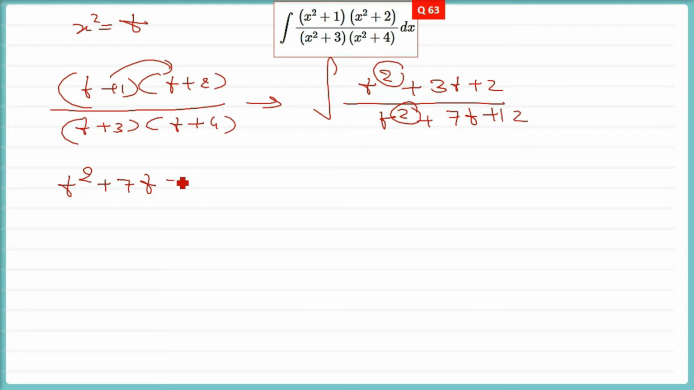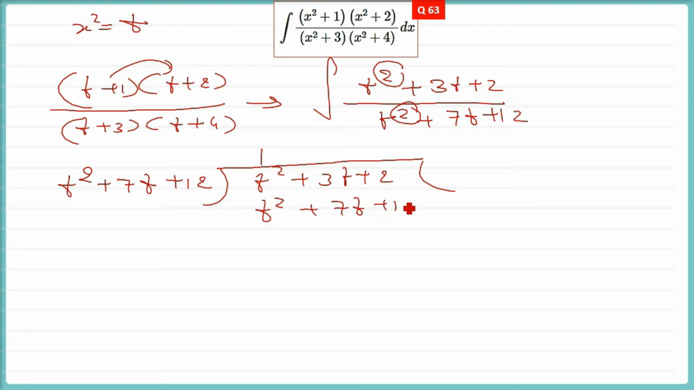So t square plus 7t plus 12 here. This is t square plus 3t plus 2. Now you need a t square, and t square is already there, so you have to multiply it by 1 only. And this whole expression will come below this, and now subtract these two equations. T square gets cancelled. 3t minus 7t is negative 4t. 2 minus 12 is a negative 10.